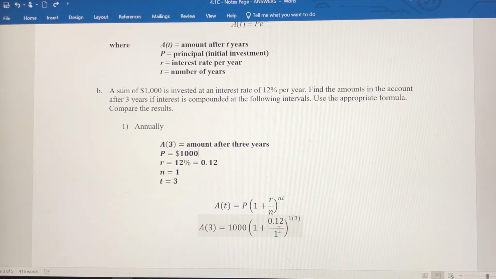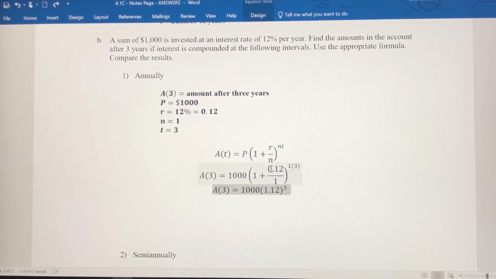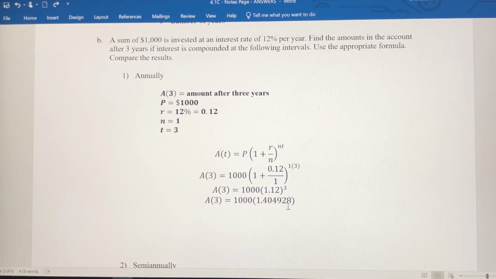Your biggest issue here is going to be making sure you follow order of operations correctly and plugging that into a calculator correctly. We've got grouping symbols here, so I'm going to do that first. 1 plus 0.12 over 1 is 1.12. 1 times 3 is 3. Exponents come next, so I'm going to do 1.12 to the third power, which gives me 1.4049. And then I'm going to multiply by 1,000.